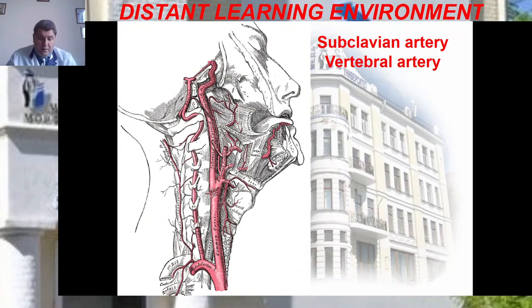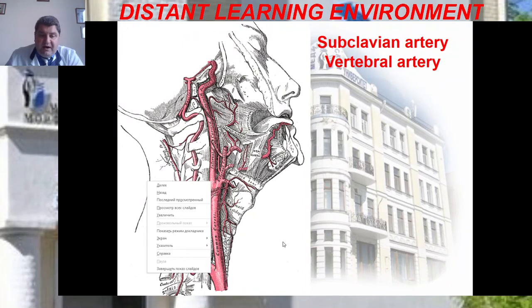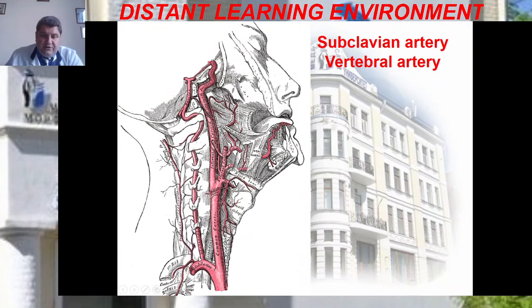So what can we talk about this artery? You know that the internal carotid artery has 4 parts. Yes, I told you about this earlier. And also the vertebral artery has 4 parts. Let's rename these parts. You may see that the first part is the prevertebral part.